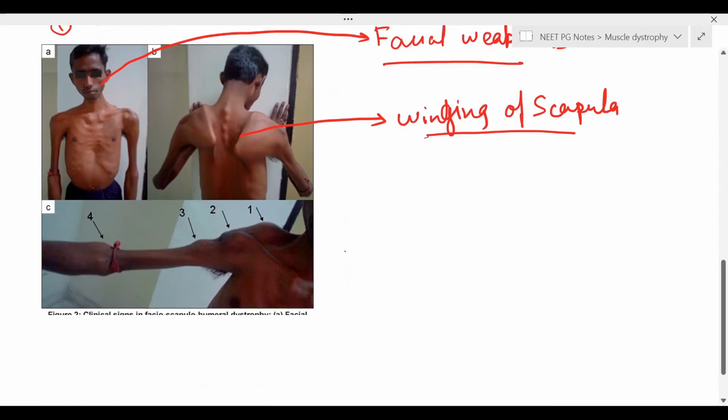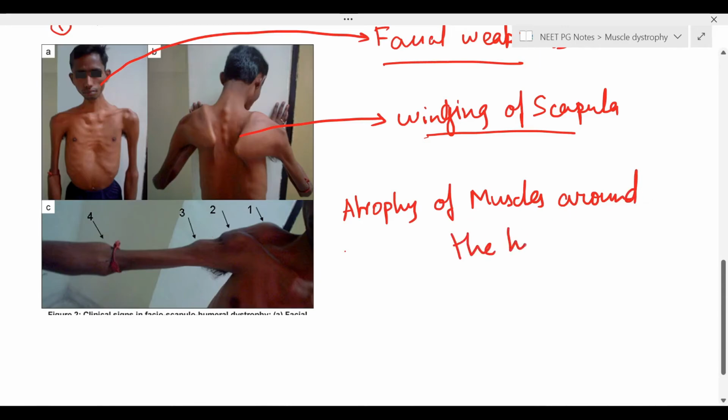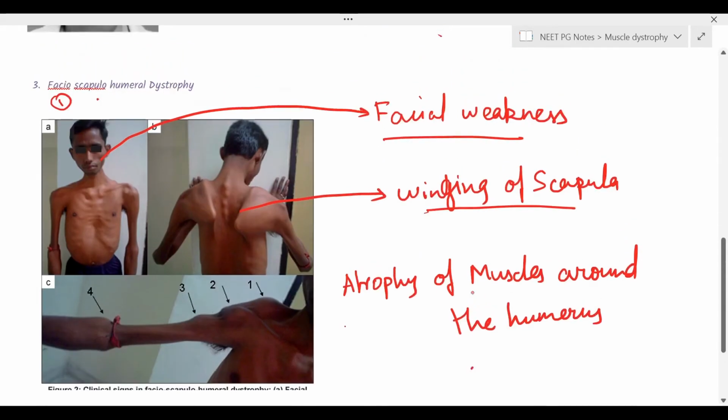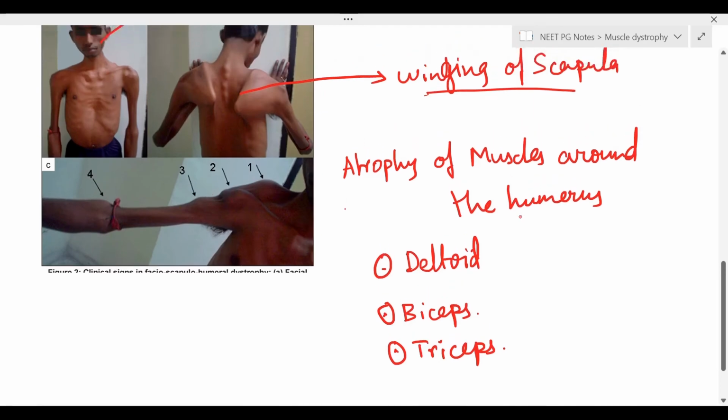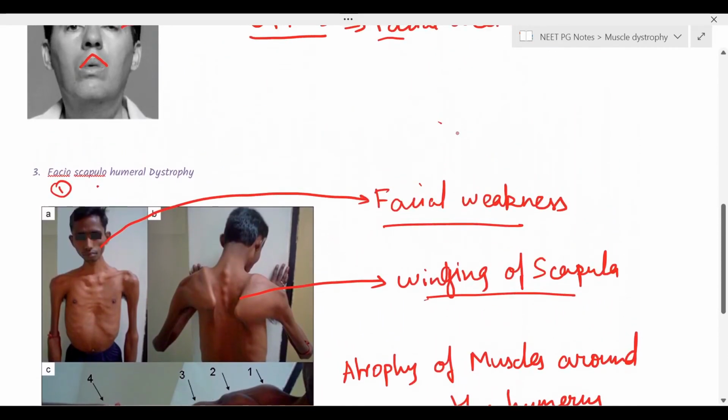So in the humeral part we'll be having atrophy of certain muscles, the muscles around the humerus. What are these muscles? Mainly three muscles will be involved here. The first one is the deltoid, and then biceps, and then triceps. So these are the three muscles that are involved in this disorder, right? So these are the main points for all these dystrophies.